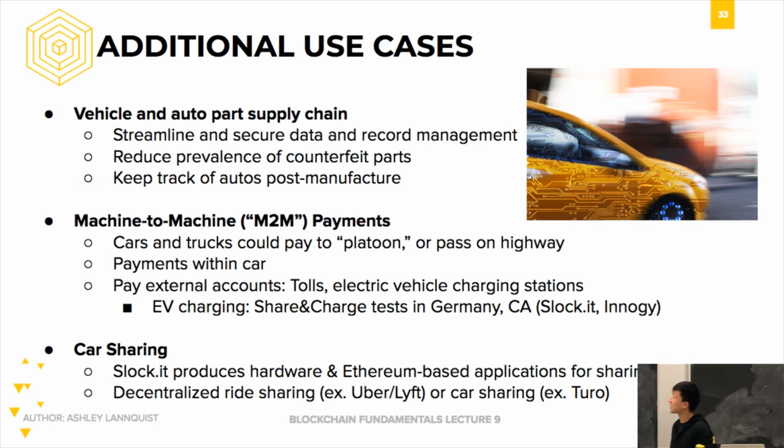So some additional use cases. Again, there's the auto parts supply chain, or keeping track of what autos are supposed to be manufactured. There's machine-to-machine payments. This is more of an IoT kind of idea, where cars and trucks can make payments on their own.